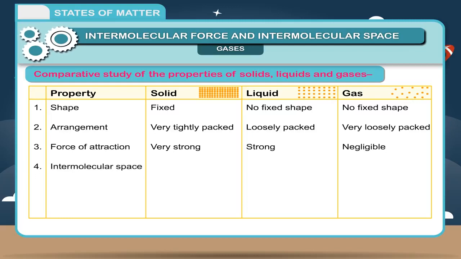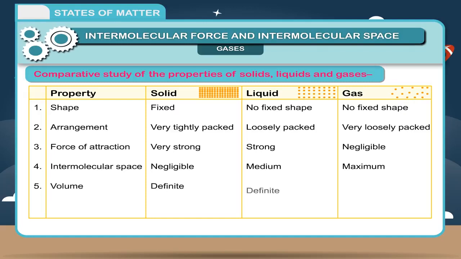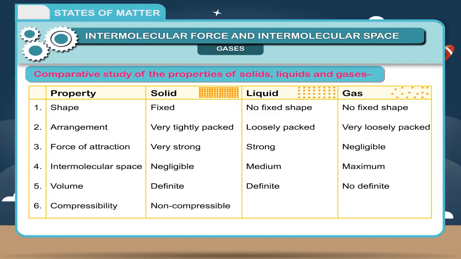4. Intermolecular space: negligible, medium, maximum. 5. Volume: definite, definite, not definite. 6. Compressibility: non-compressible, can be compressed slightly, can be compressed easily.